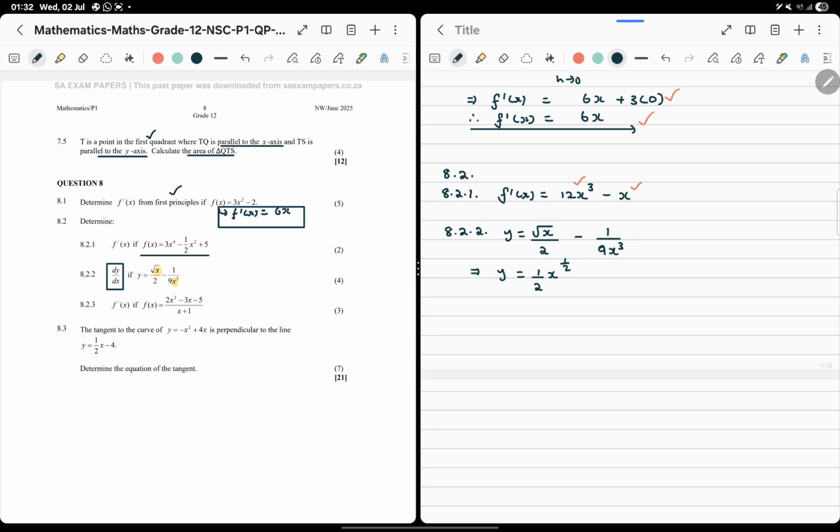x to the half, right? To get the radical out, minus 1 over 9, we can factor it out. This is now going to be x to the minus 3. So this is proper. So we can say therefore dy over dx is equal to, we now differentiate, this is going to be a quarter of x to the minus a half, right? Plus, we put a 3 there, it's going to be a third of x to the minus 4.